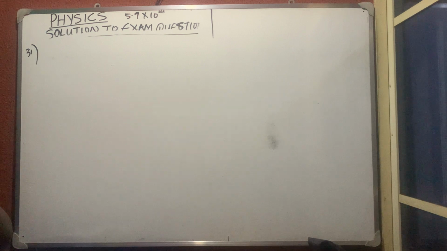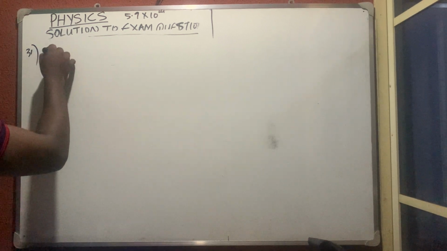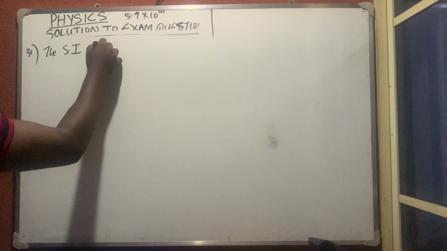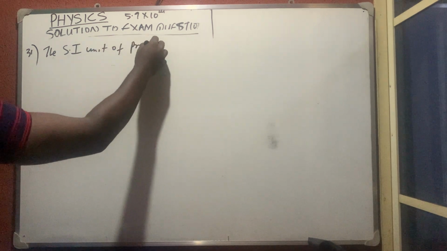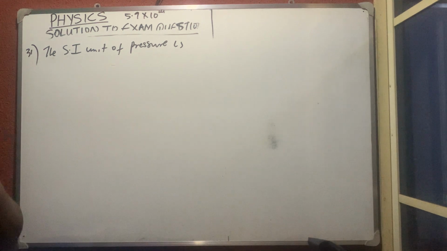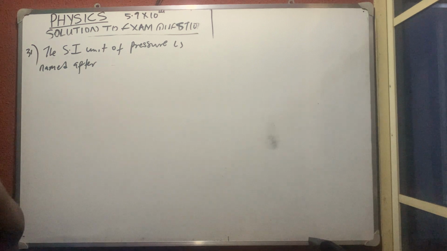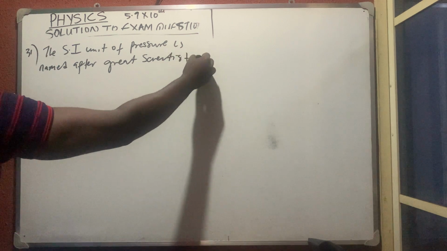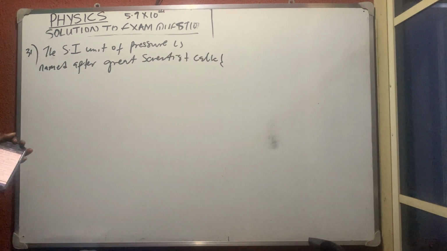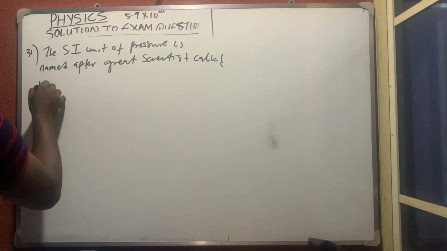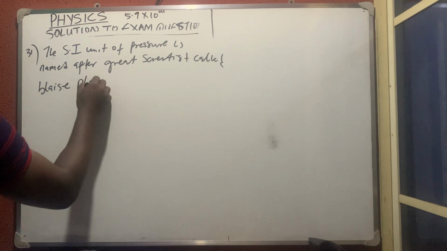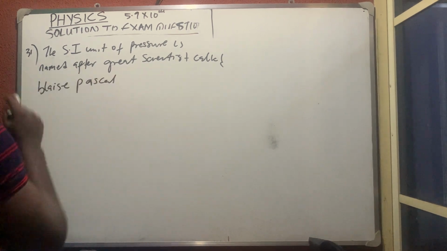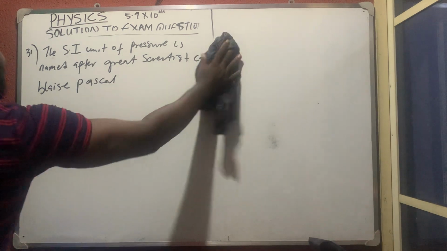Question number 31 said the SI unit of pressure is named after a great scientist called Pascal, Blaise Pascal. Okay, we are moving.